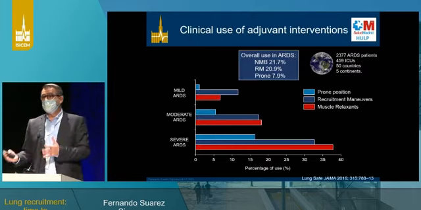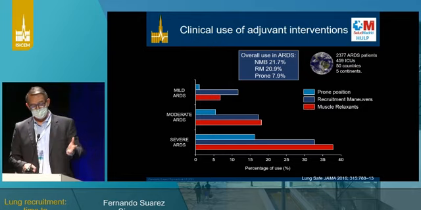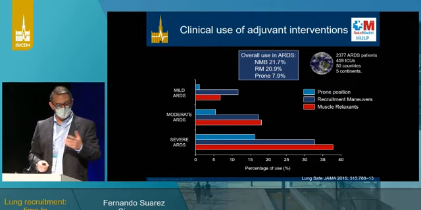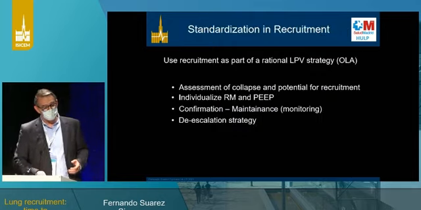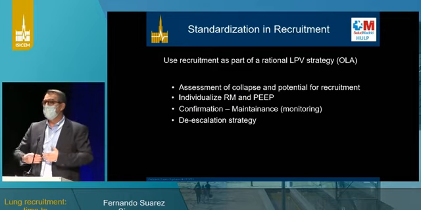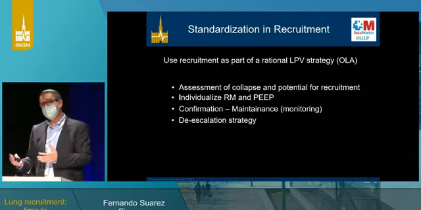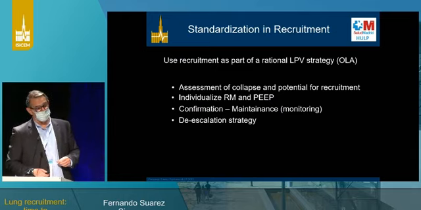So even though there's no consensus and it's controversial, it's actually a very frequently used adjuvant intervention, as the SAFE study showed in 2016, used more frequently before the COVID pandemic, of course, than, for example, prone positioning. So it's used, and for me, this high use of recruitment means that physicians perceive that it might be useful, or it's useful in the treatment of ARDS patients.